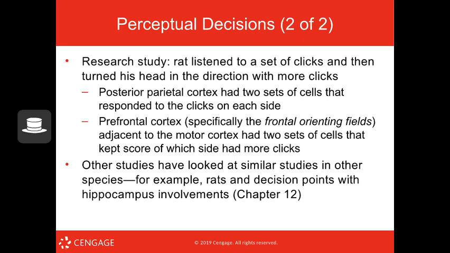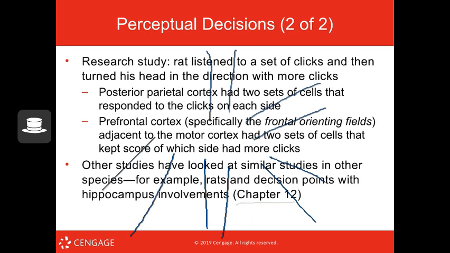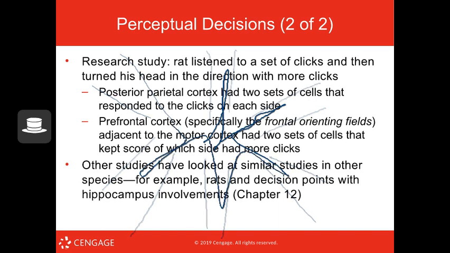And you might remember in chapter 12, we talked about the hippocampus and memory and how that's related to making decisions. In the spiral maze with a whole bunch of arms, having the hippocampus helps you remember which path you went so that you can go through in a systematic way.